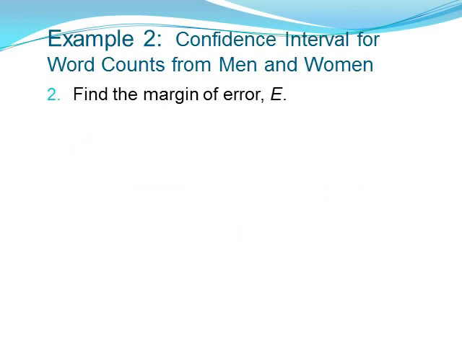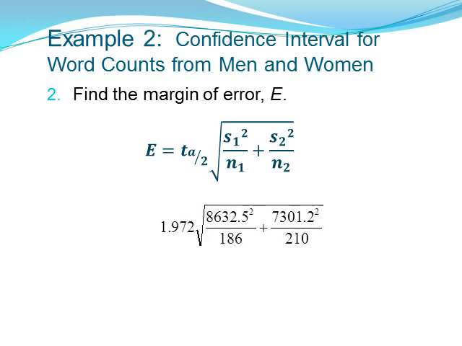Second, we need to find the margin of error E. So here's our formula, and when we substitute in, we just found the critical value t sub alpha over 2, and that's going to be 1.972. We multiply that by the square root of each standard deviation squared over its sample size. We add those values up. When you figure that value up, you get 1595.4. That's going to be the entire margin of error number.